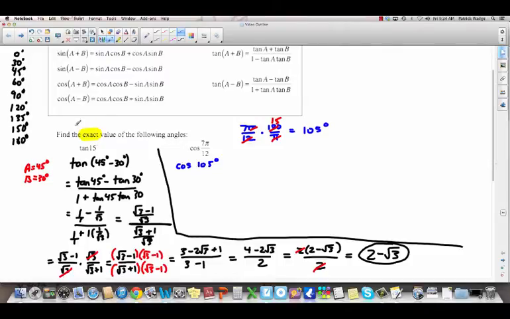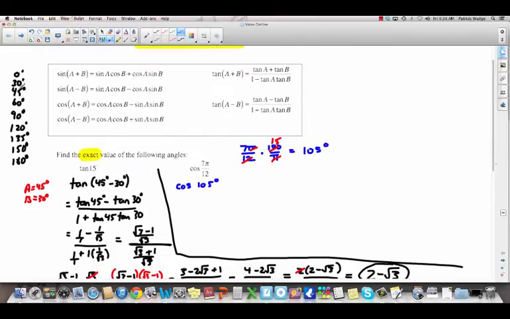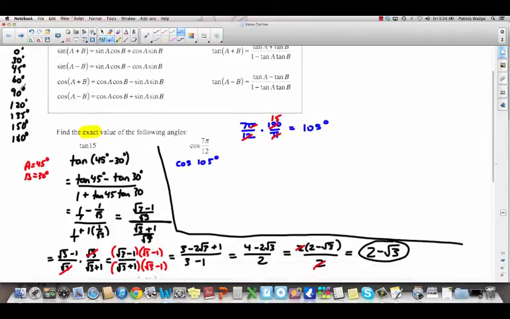Let's do that. Since we did a difference last time, let's do a sum identity this time. But do whichever one you want. In fact, why don't you do the different one that I'm doing, and then you can convince yourself it'll always work. So I'm going to do cosine 60 degrees plus 45 degrees. Okay, so that is a cosine A plus B. Where's that? That is this one right here we're using.